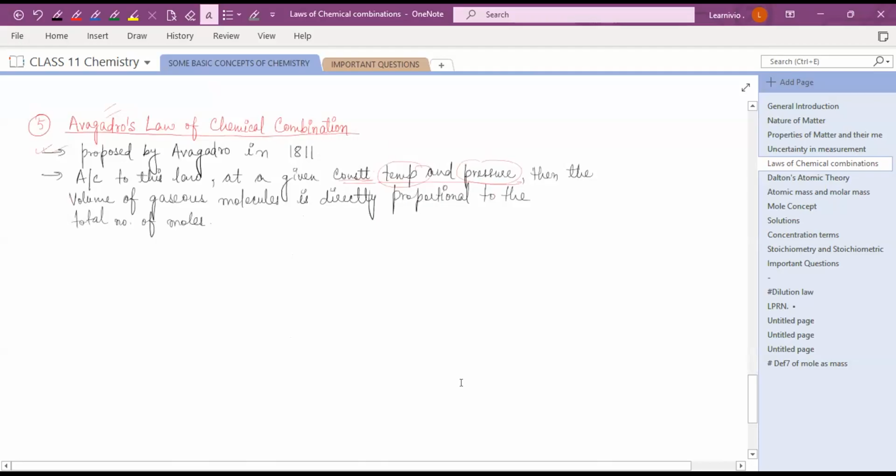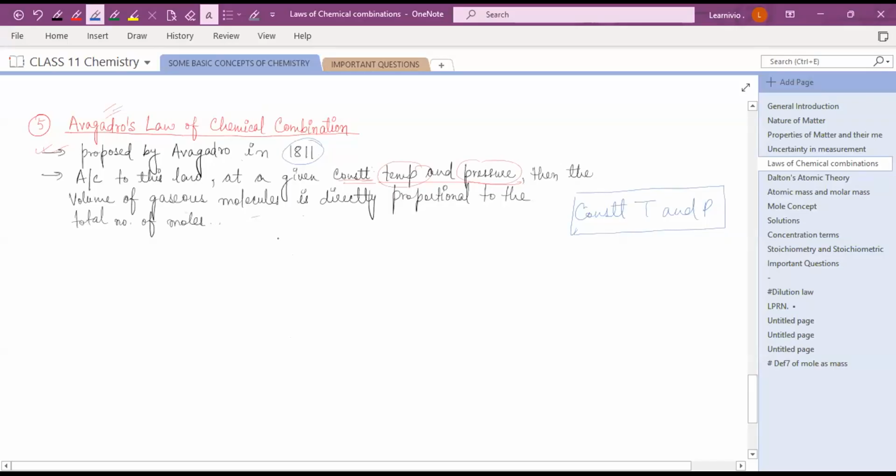Yeah, the fifth law. The fifth law is again very important. It is Avogadro's law of chemical combination. It was proposed by Avogadro in 1811. According to this law, remember, in this case the scientist Avogadro took constant temperature and pressure. Temperature and pressure are constant over here. So at a given constant temperature and pressure, the volume of gaseous molecules is directly proportional to the number of moles.